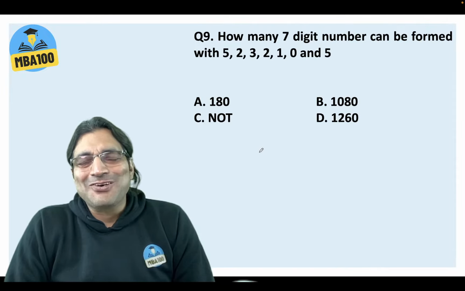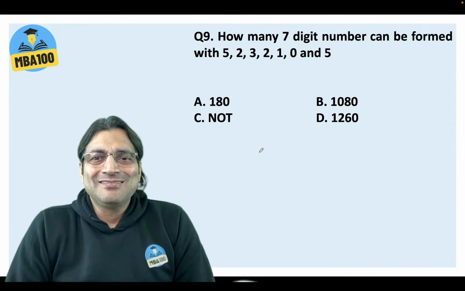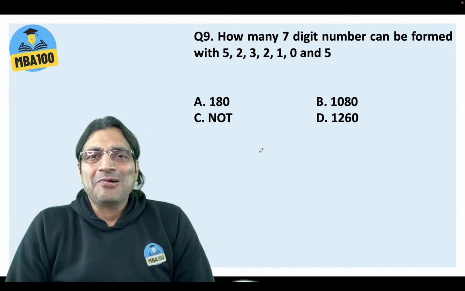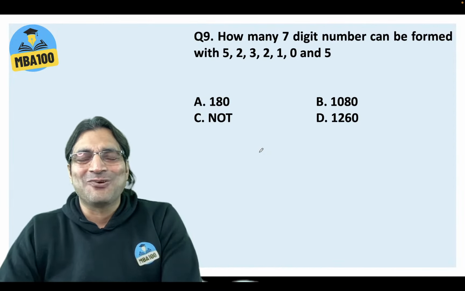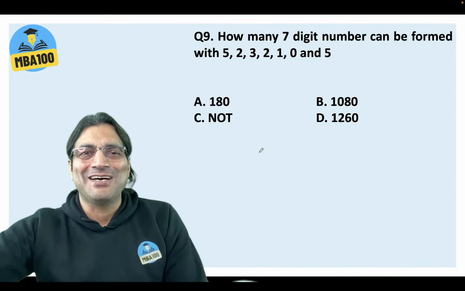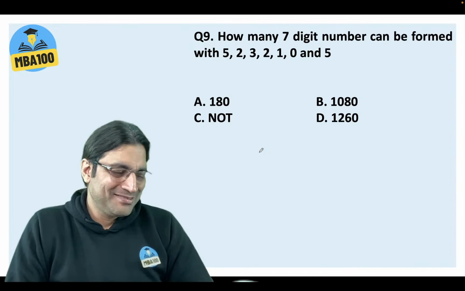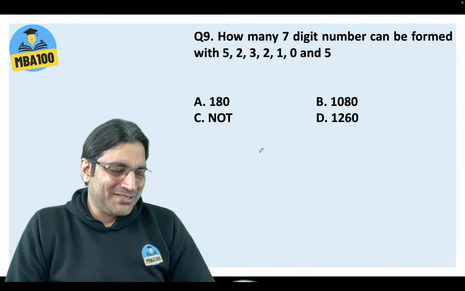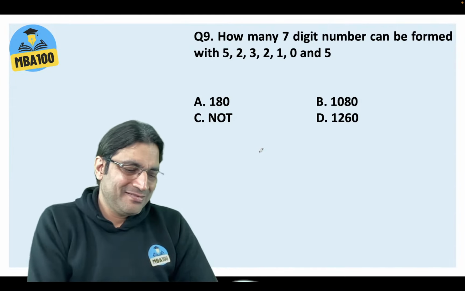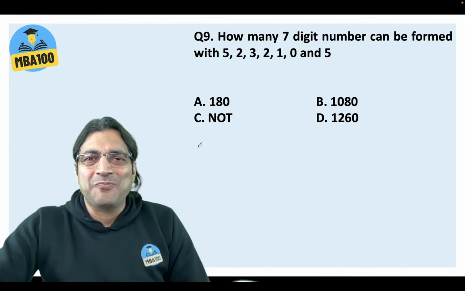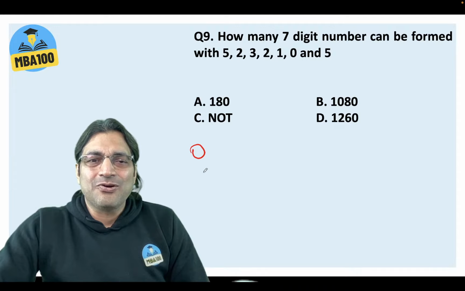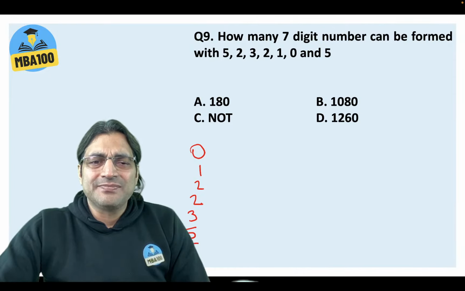Now this was another good question, and I think this also can appear in CAT. How many 7-digit numbers can be formed with 52322105? What's the answer to this question? Please tell me. Okay, not getting the answer from you, so let me put the numbers: 0, 1, there are 2 2s, 1 3 and 2 5s.